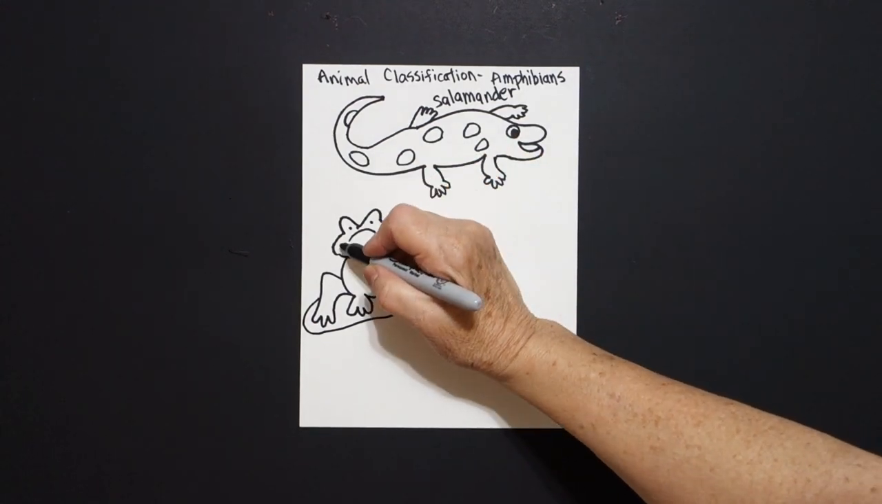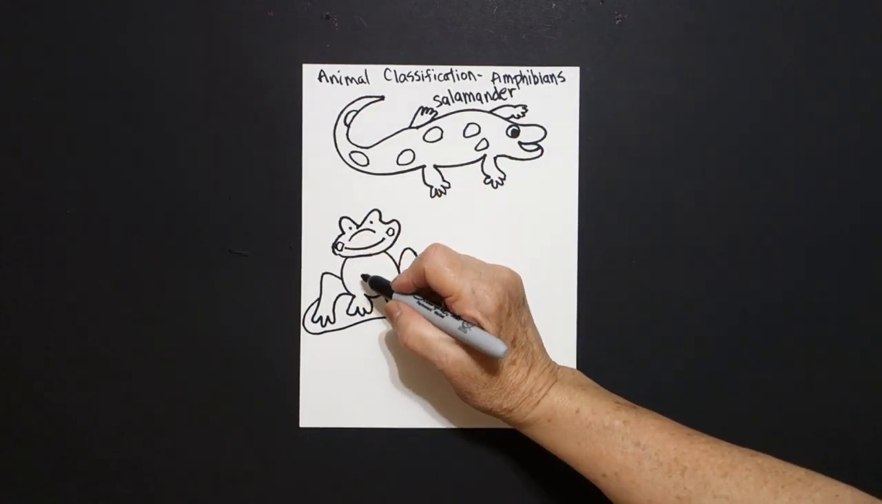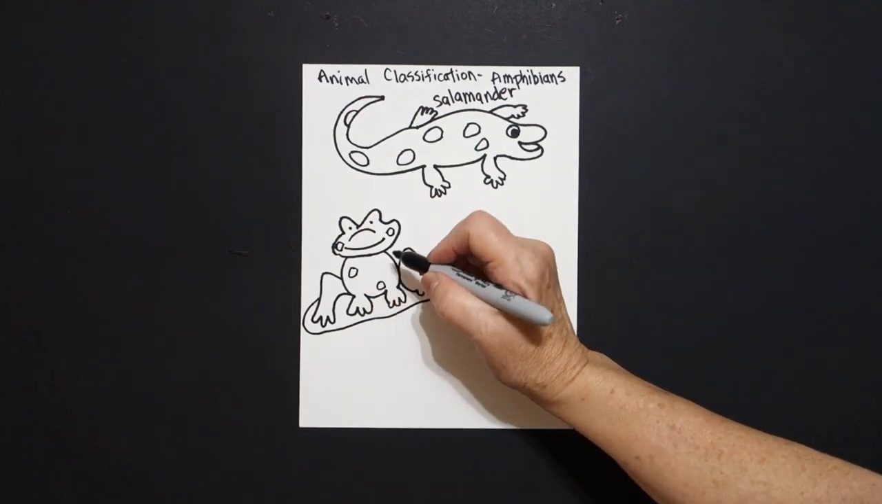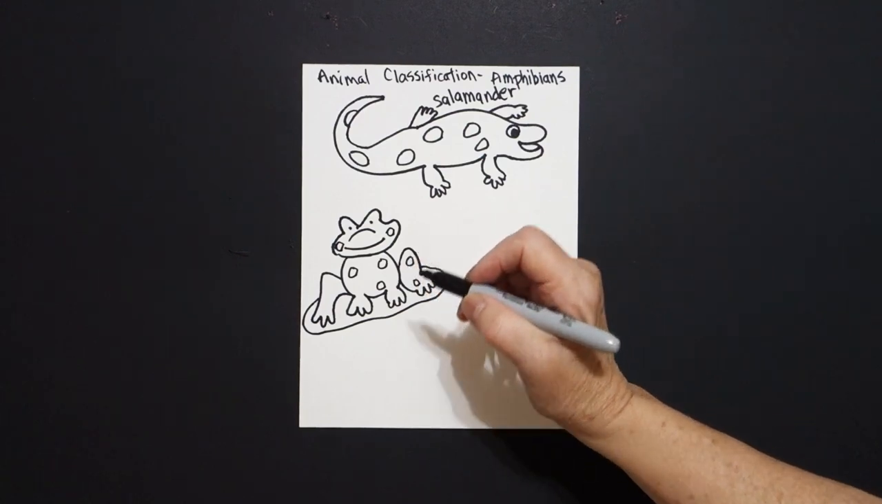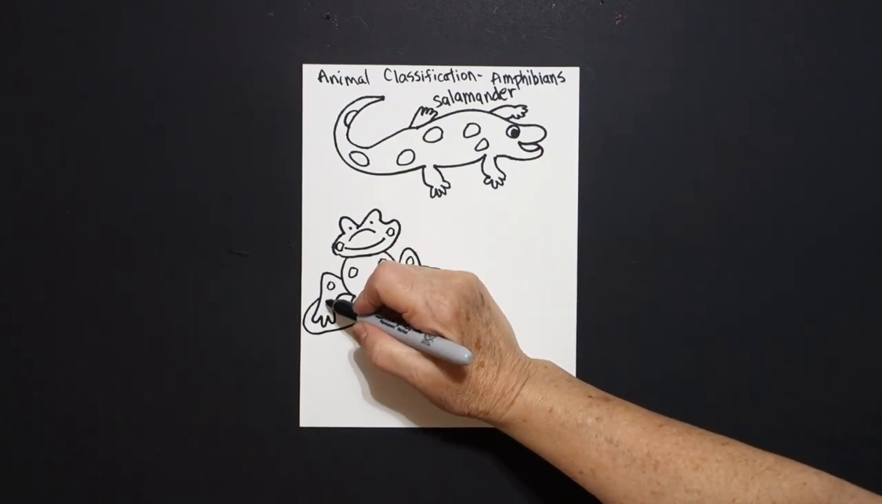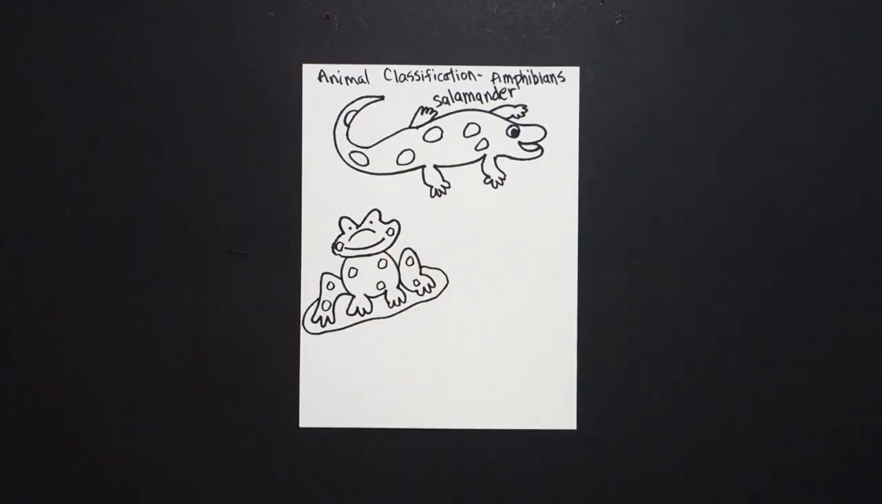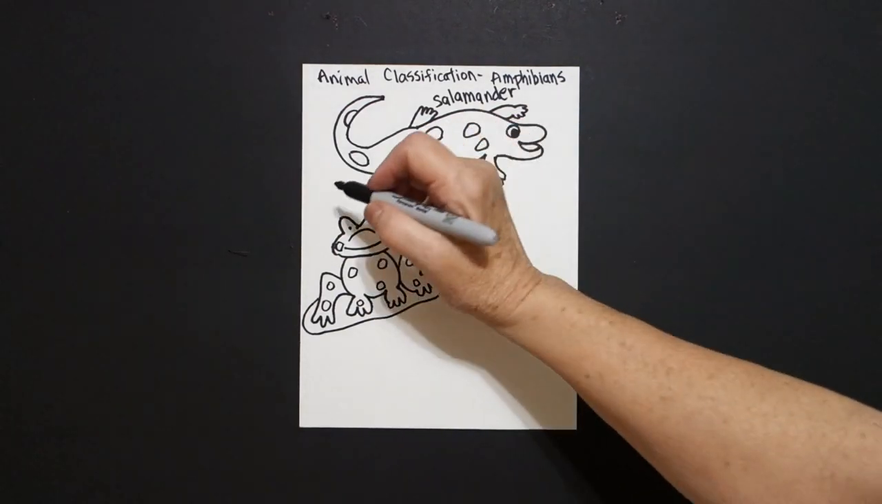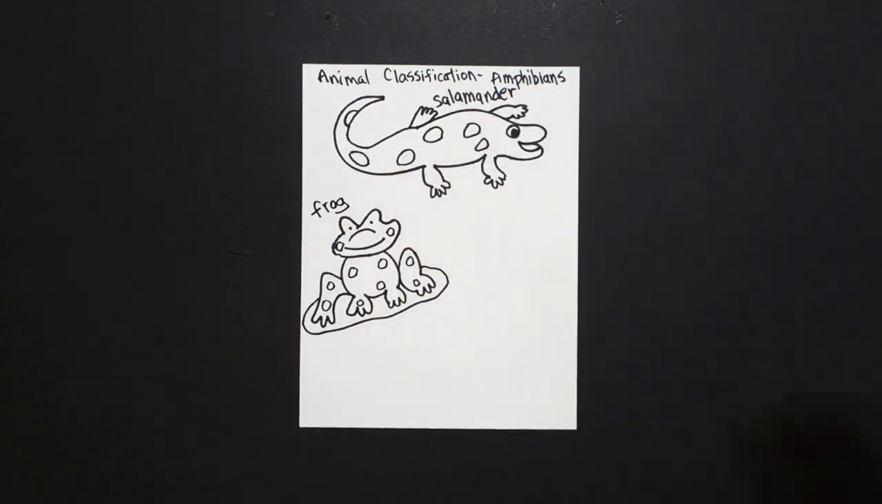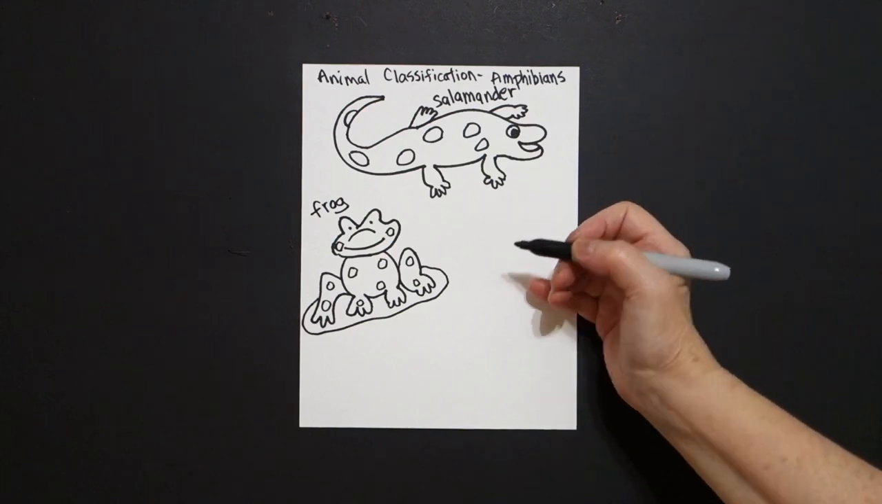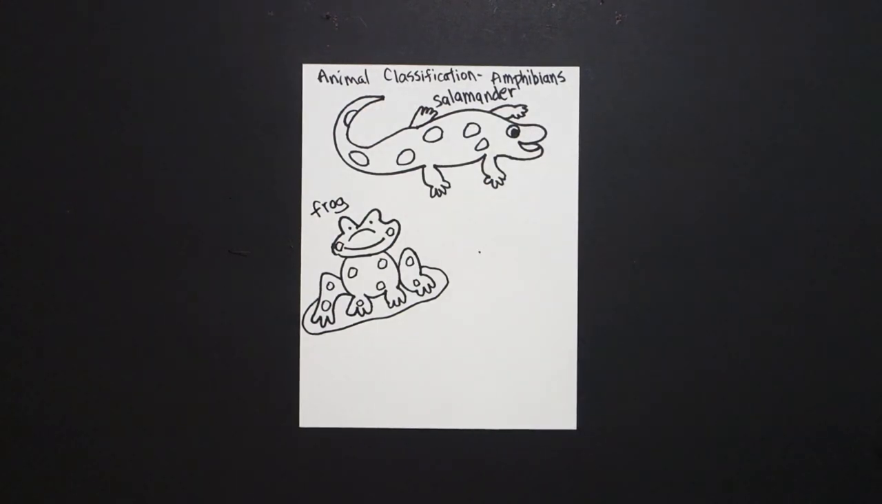Inside. Baby circle, baby circle, baby circle, and more baby circles. Looks good to me. Okay. This is a frog, and we'll talk about that in a minute. This is a frog.